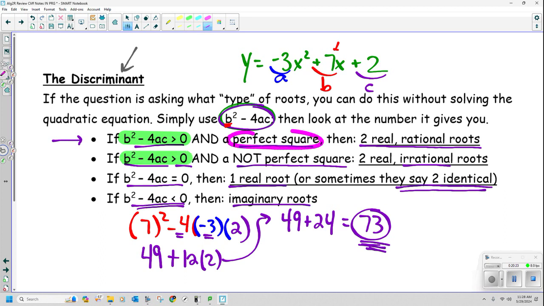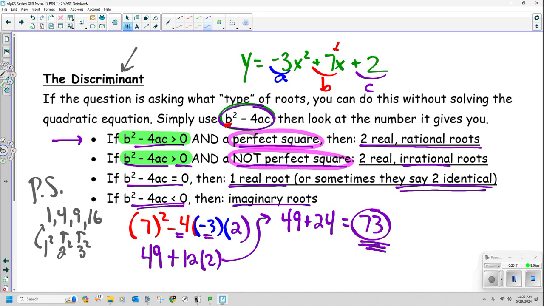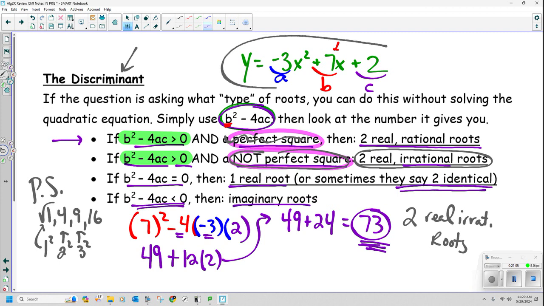So either I have a perfect square or 73 is not a perfect square. Perfect squares, I do that by PS. That's 1, 4, 9, 16. How come? Because this is 1 squared, this is 2 squared, this is 3 squared. That means if I take the square root of it, I get a perfect number, 1 or 2 or 3. 73 is not a perfect square. So it's not this one. So I have 2 real irrational roots for the original problem we started with up here.